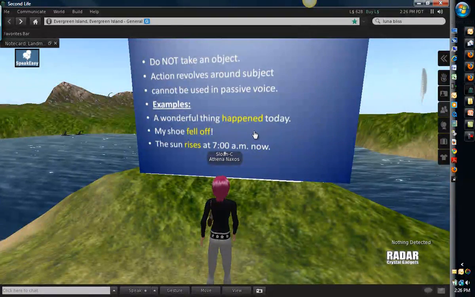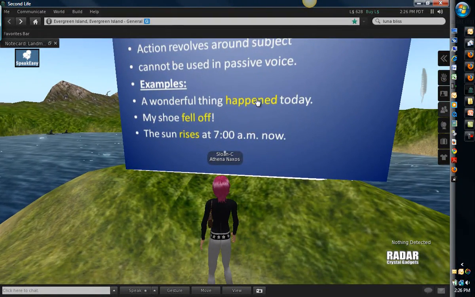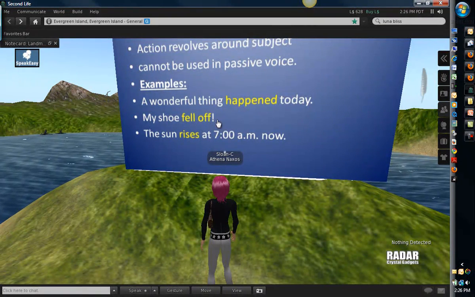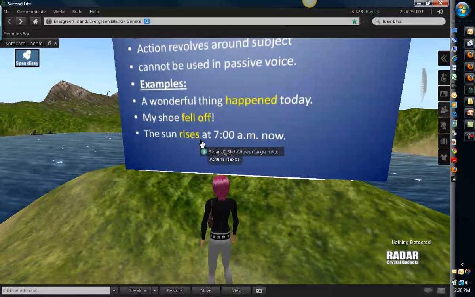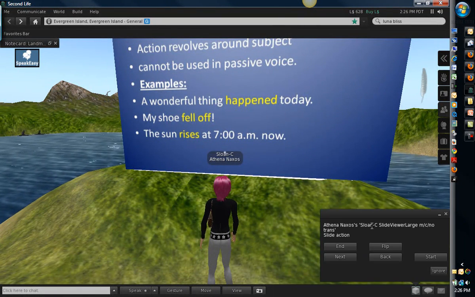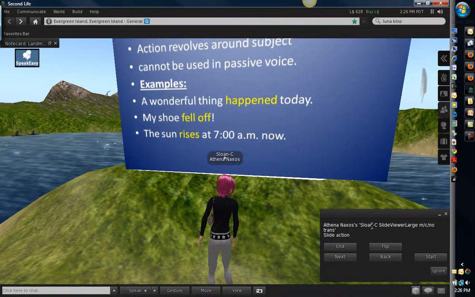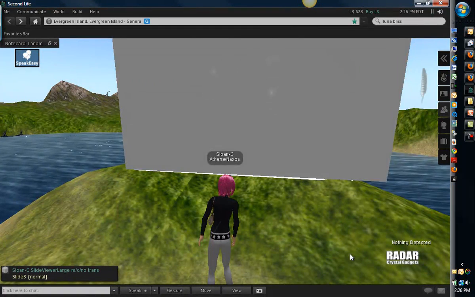Some other verbs that are intransitive are happen, fall off, rise. In each of these example sentences, it's impossible to make the sentence passive. The action revolves around the subject. In other words, the subject is the focus.